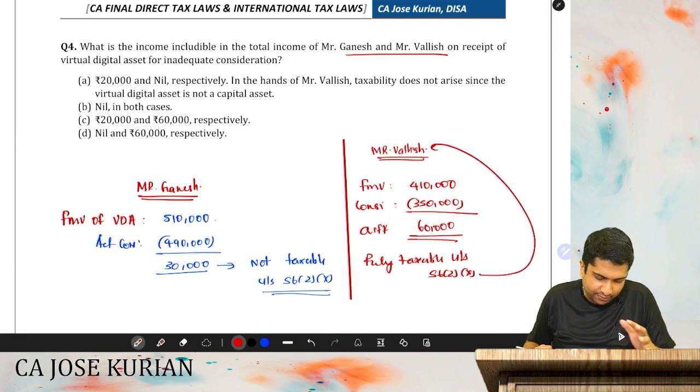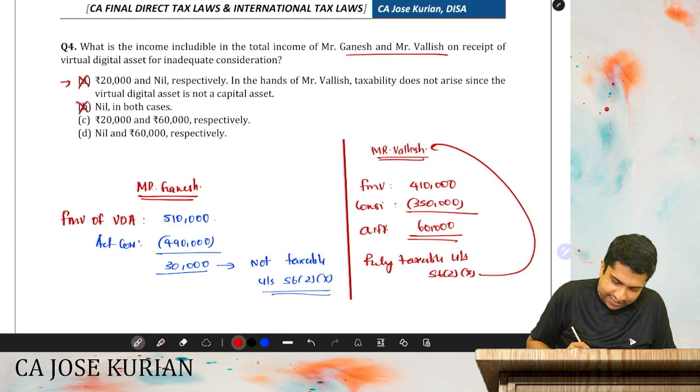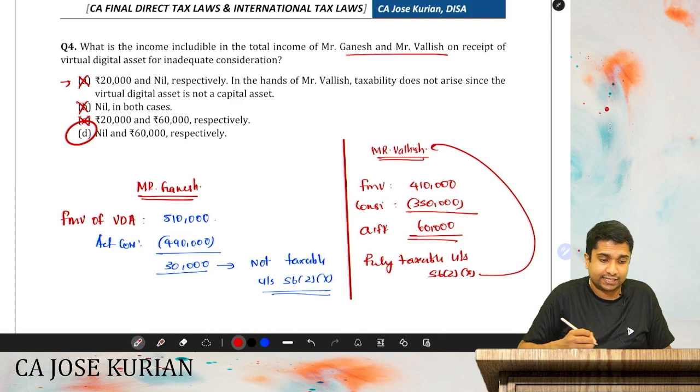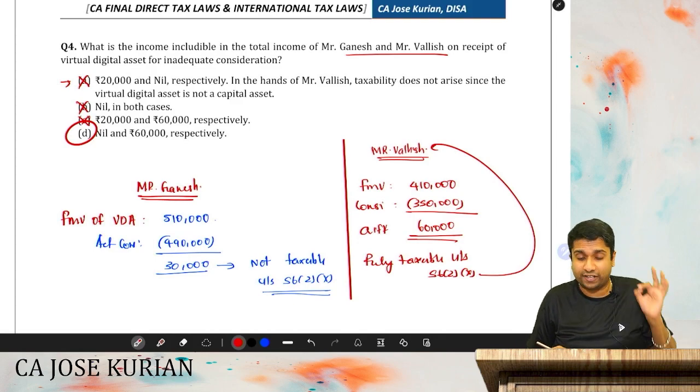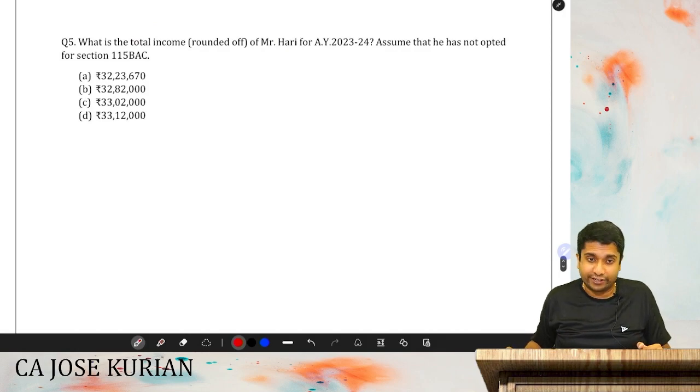They say nil in both, 20,000 and nil, wrong. Nil in both cases, wrong. 20 and 60 respectively, wrong. Nil and 60,000 respectively, and that is the right answer. Option D is the right answer for question number 4. I hope it is clear. Now, moving on to the next question, that is question number 5.